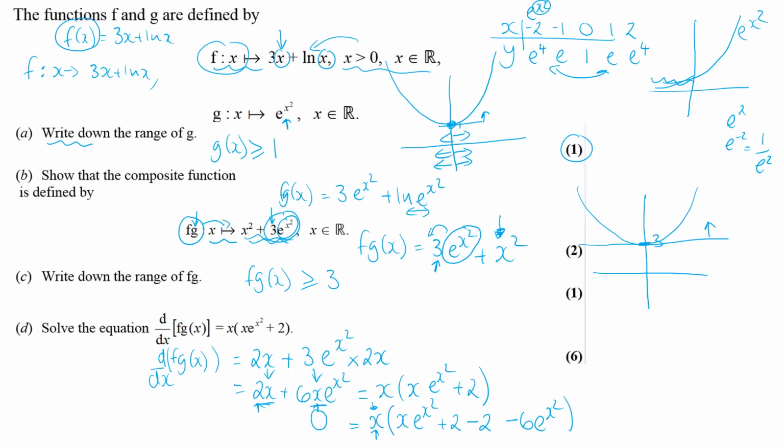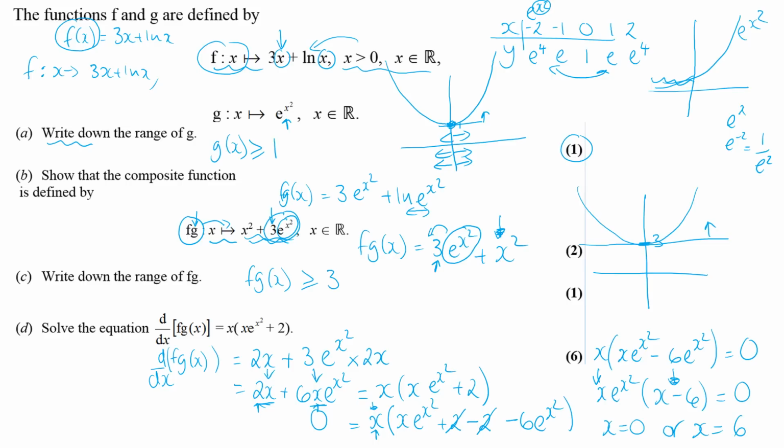So now these twos will cancel in the brackets, and we'll have that x into our x e to the x squared minus 6e to the x squared is equal to 0, and then we can take e to the x squared out. So we've got x e to the x squared, and then x minus 6 is equal to 0, and solving that, e to the x squared can't be 0, but this x on the front can be 0, so x is equal to 0, or what x value will make the bracket 0? x is equal to 6.